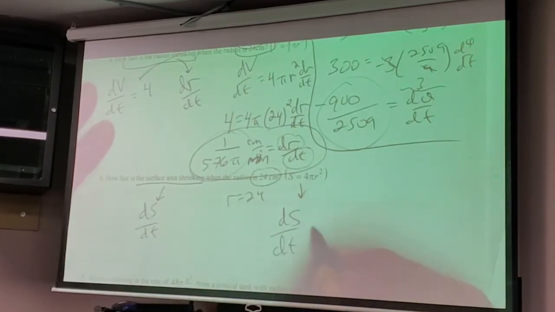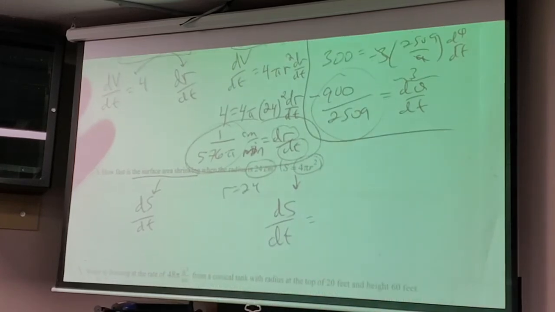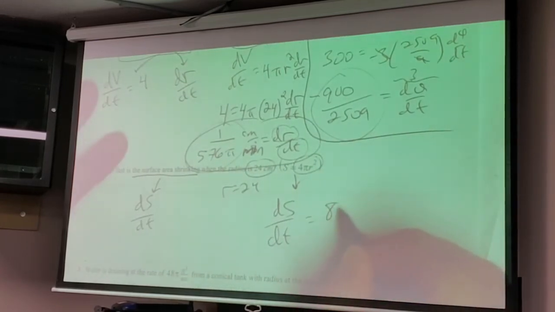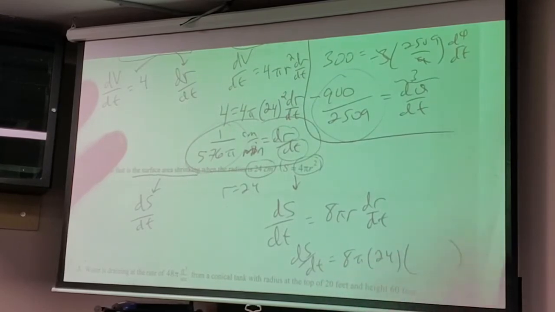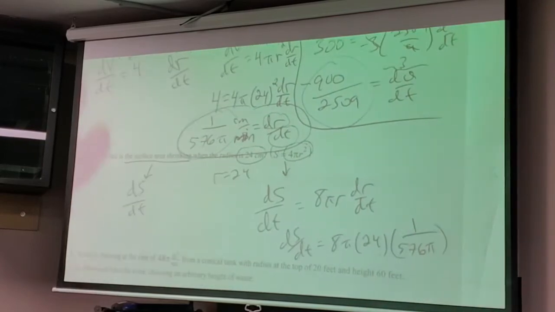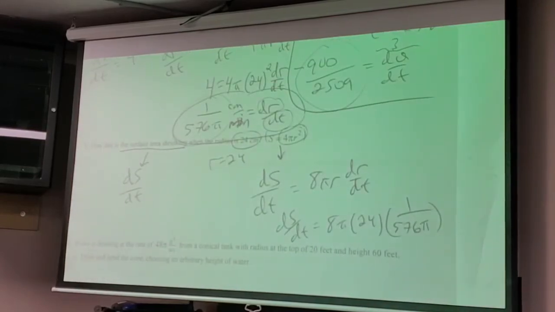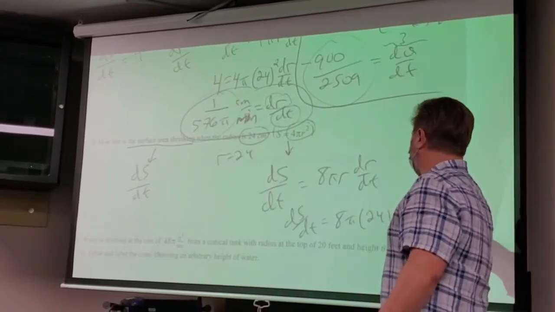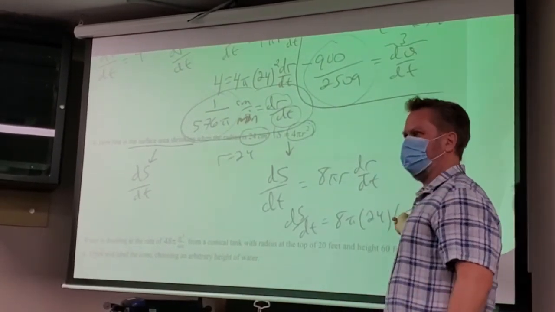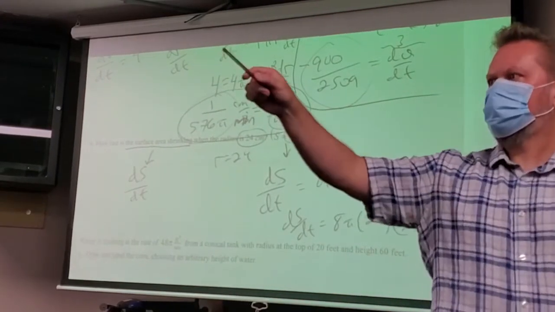What's the derivative of 4 pi r squared? 8 pi r dr/dt. So now you just got to plug in what you know. I know 8 pi, I know r is 24, and I know dr/dt is 1 over 576 pi. Very often I would like to use this full thing because that's the most exact you could be. You're not propagating any error.